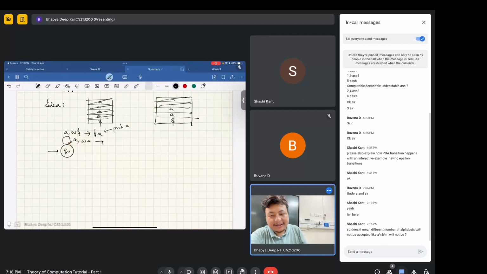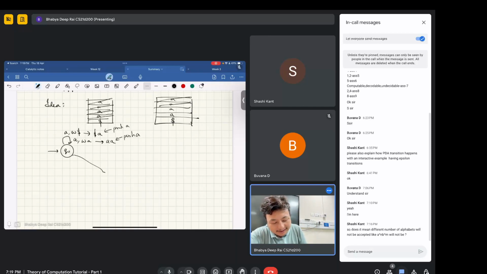Anyway, I see an A in the input, then I see a W followed by an A. Then what I'll do is I'll push an A. W A or A. This means I push A. As I keep seeing A's, I'll keep pushing A's.